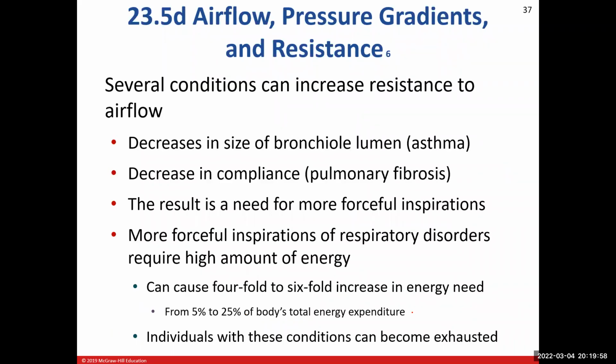So you'll see here several conditions that help to increase the resistance to airflow. So they increase the resistance. This is me, Mr. Asthmatic, that is going to affect the lumen size of my bronchioles. So when you have bronchoconstriction that most asthmatics suffer from, they will have a decreased lumen size there, thus increasing resistance.